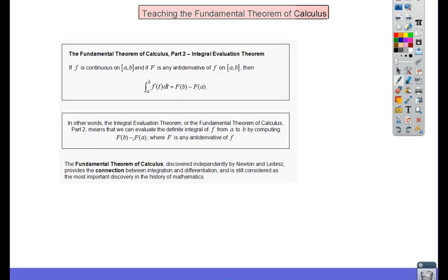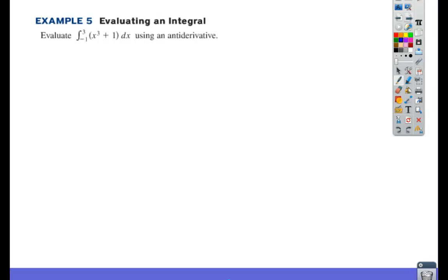So how does this actually work? Here's a problem: my integral from negative 1 to 3 of x cubed plus 1 dx. So I want to find a function whose derivative is x cubed plus 1.